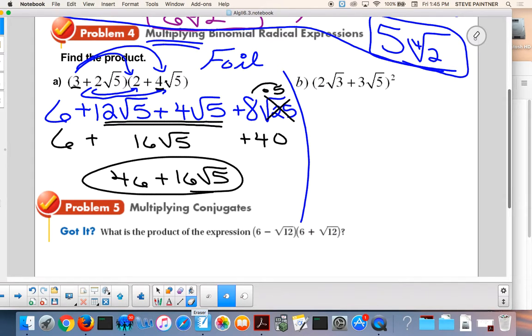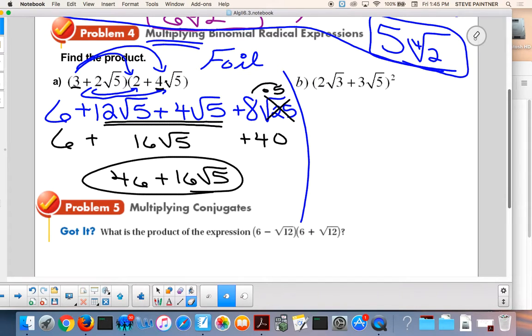Okay, the next one, it has a little tiny 2 on the outside. What are you going to do? Square everything. No, don't square everything. That's the problem. Don't do that. You have to take the number inside, 2 square root of 3 plus 3 square root of 5, and then you just put it in parentheses on the other side. Just like double it.